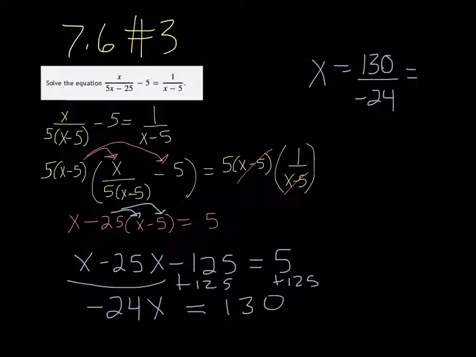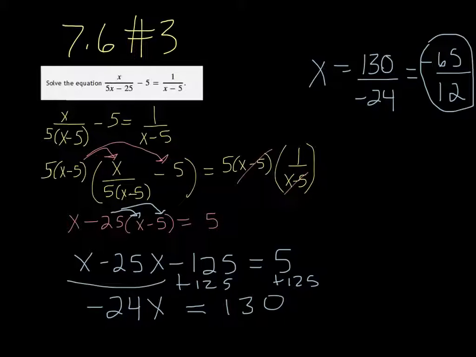Now that simplifies. You can use your calculator. It's probably the best way to do it. Simplifies to negative 65 over 12. So just divide the top and the bottom by 2.